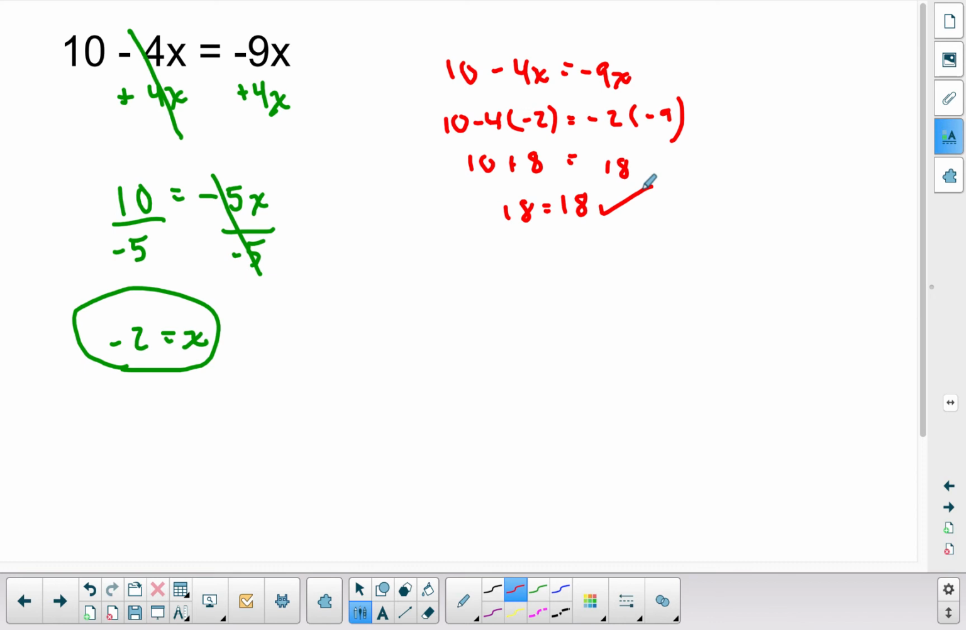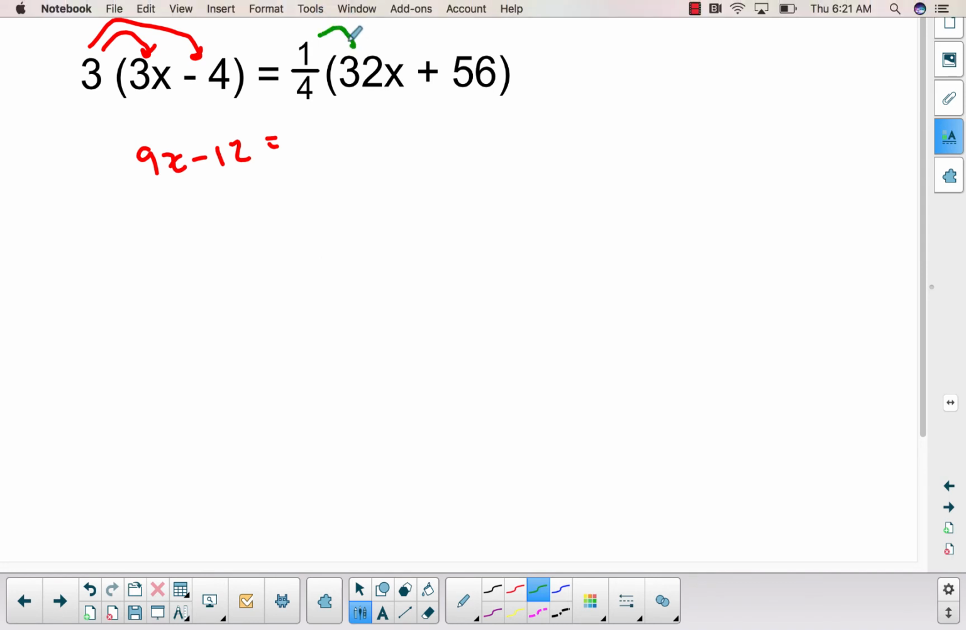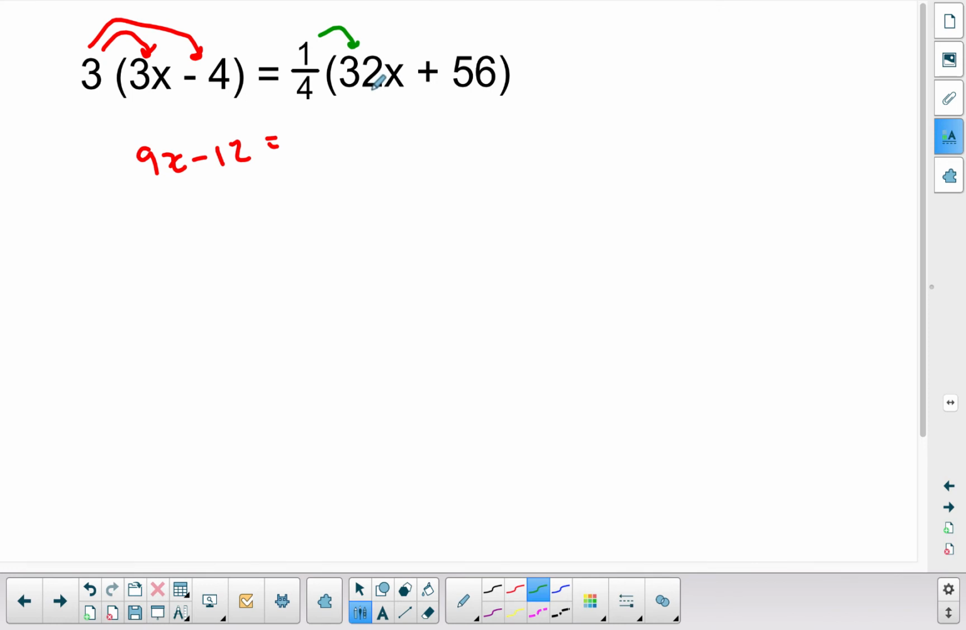The equation is balanced. This one seems a little more complicated, but it's all stuff that you have seen before. We're going to distribute the 3, which means we multiply. And I'm also going to distribute the 1/4 here. So 1/4 of 32 is the same thing as doing 32 divided by 4. Remember, if you multiply by the reciprocal, that's the same thing as division. And 1/4 of 56 is 14. 56 divided by 4 is 14.